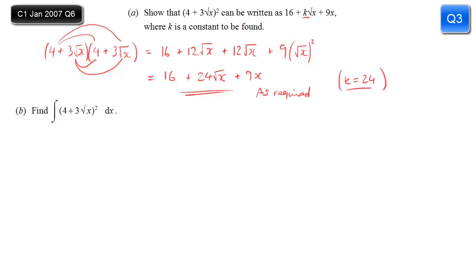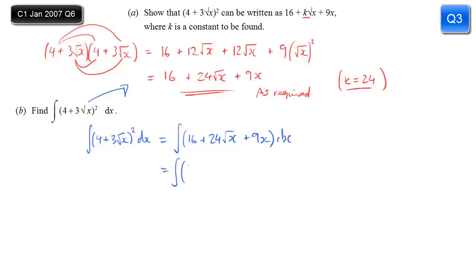Part B, we're asked to integrate 4 plus 3 root x all squared. Well, that just happens to be the thing that we've shown is equal to that, so we can integrate it. So the integral that they're after is the integral of 16 plus 24 root x plus 9x, as we've just shown. Now, to integrate that, the first thing I need to do is rewrite root x as x to the power of a half, because then I can integrate it. And now I just go through term by term doing the integration.